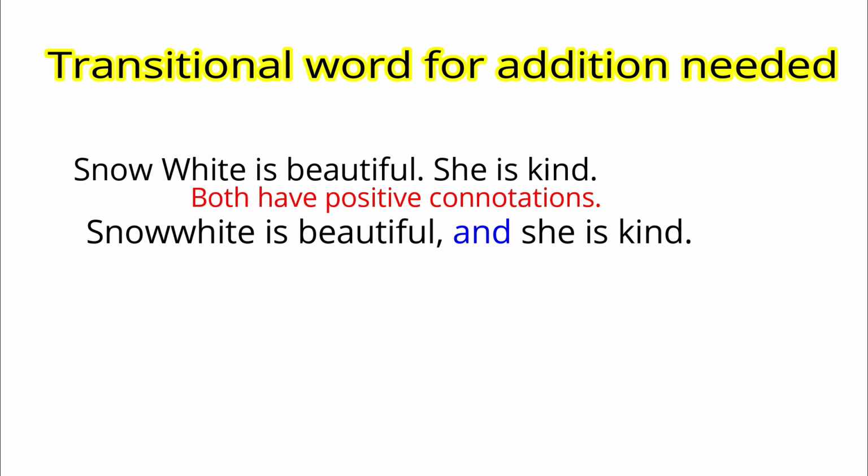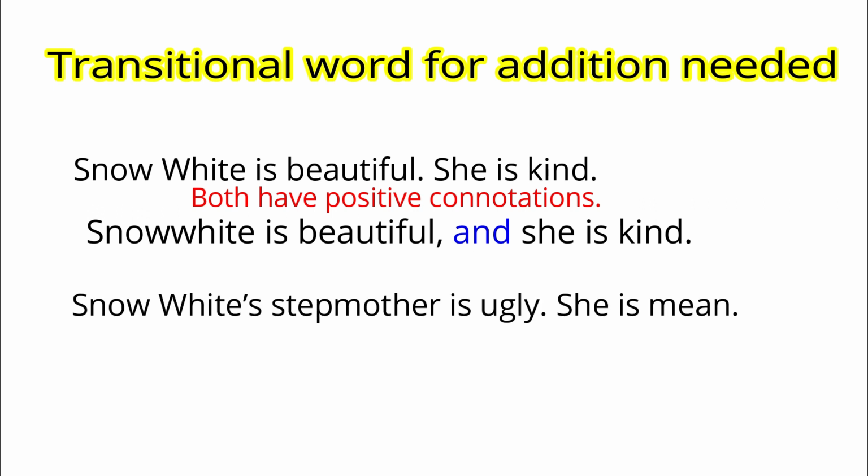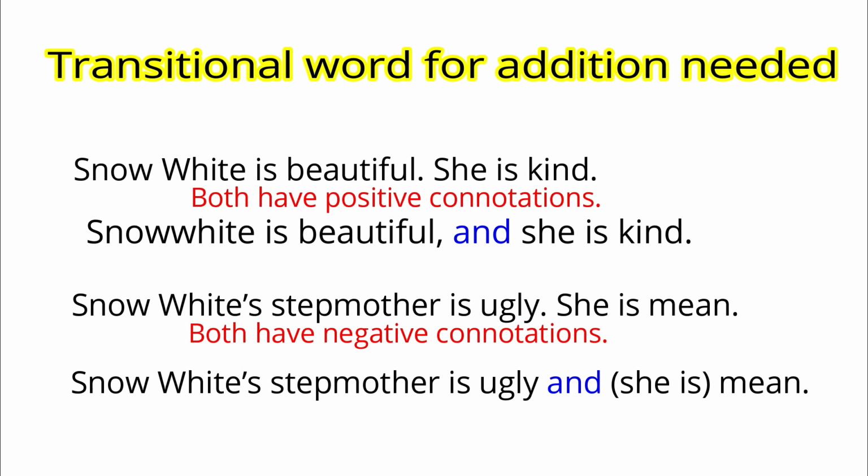Both of the following sentences have negative connotations. So again, we need a transitional word for addition. Snow White's stepmother is ugly. She is mean. Snow White's stepmother is ugly and she is mean.